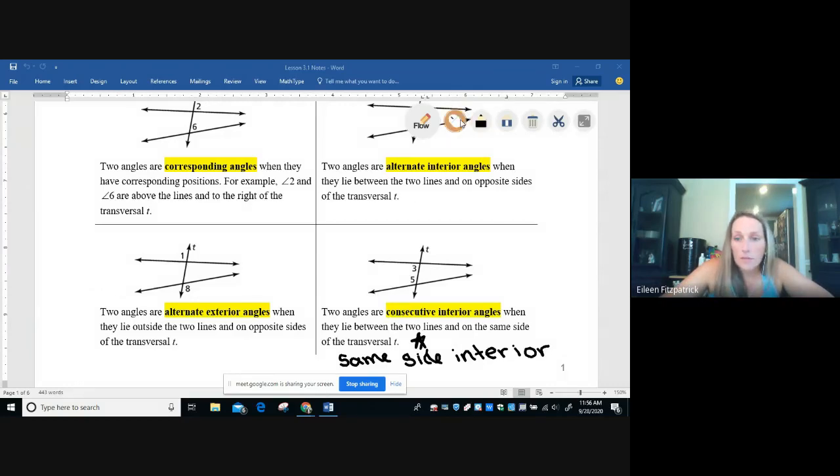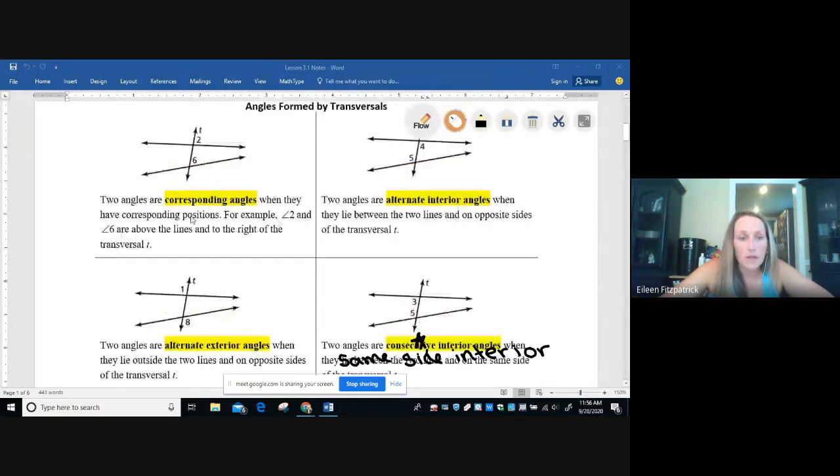Let me scroll back up, sorry. Okay, so two angles are corresponding when they have corresponding positions. For example, angle 2 and angle 6 are above the lines and to the right of the transversal. So let's talk for a second. These are my two lines, okay? They're not parallel, they're just two lines. They will eventually intersect if we were to extend them. And then this third line that intersects both of the lines, that's what we call the transversal. So you see the T there.